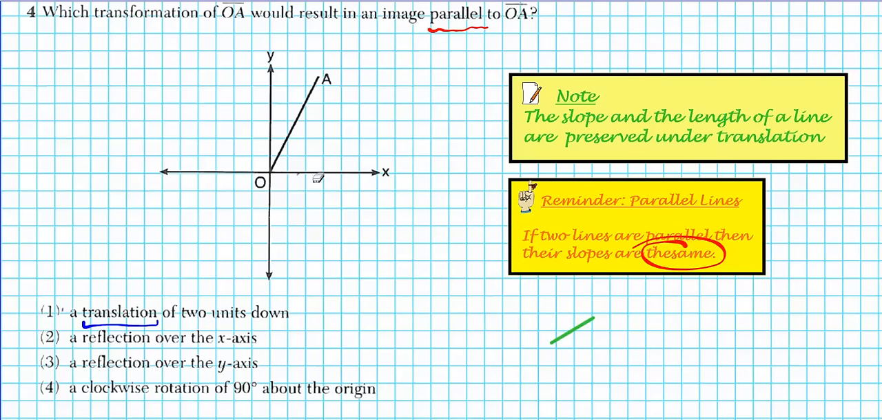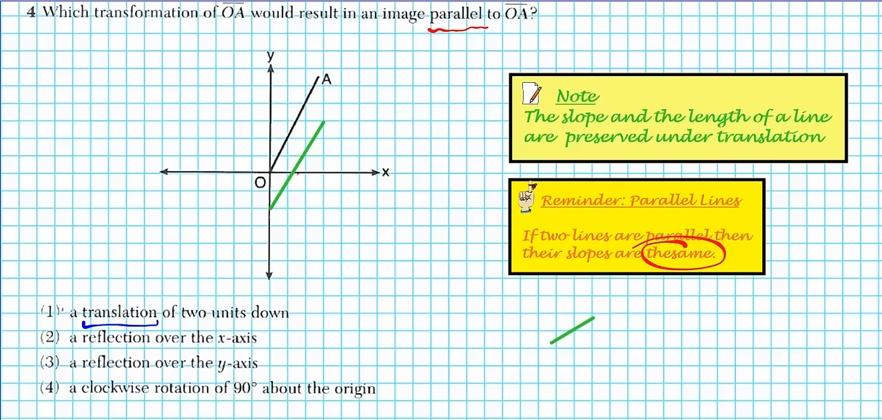A translation 2 units down. Now, translation 2 units down means that this line shifts down 2 units, 1, 2. So we have a line segment like this. Okay, let's see. Goes up 1, 2. Goes up another 1, 2. And it goes up another. Let's see, something like that.